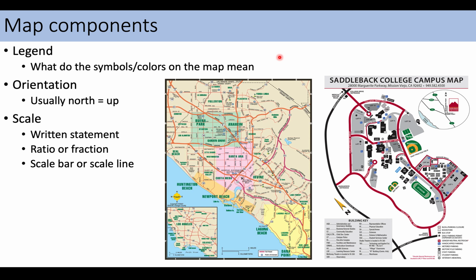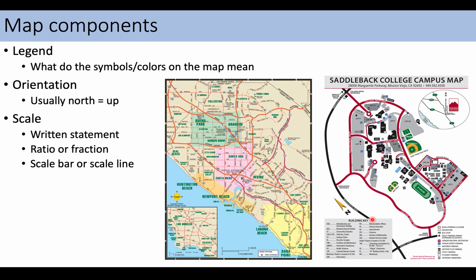However, some maps will be shifted. For example, here's our campus map, and here's our orientation arrow. So here north is actually in this direction. North is this way, and then we have south running this way. Due to the way they wanted to fit this map on the page, they shifted the direction so that north was tilted. It's not directly facing upwards on this page if you were to print out this map.